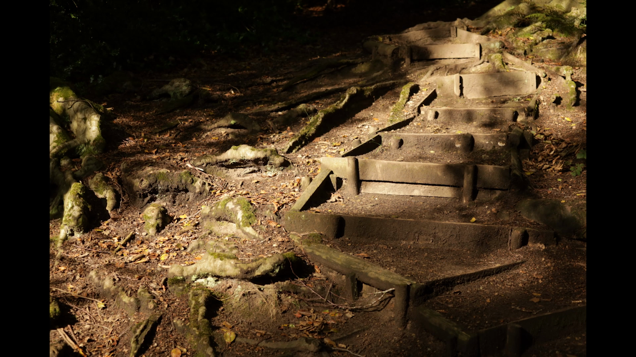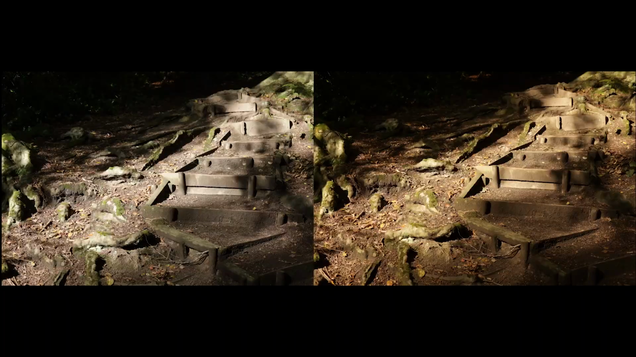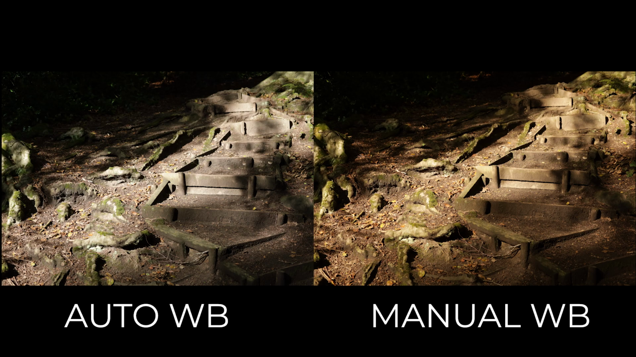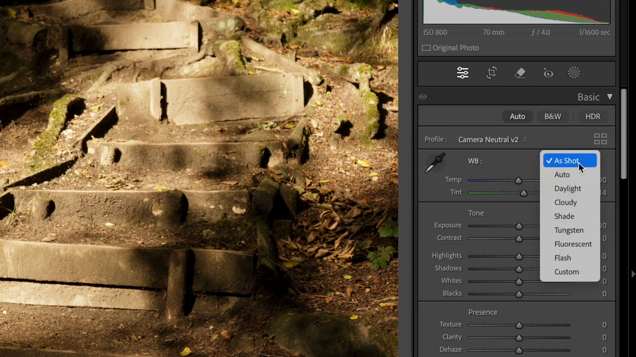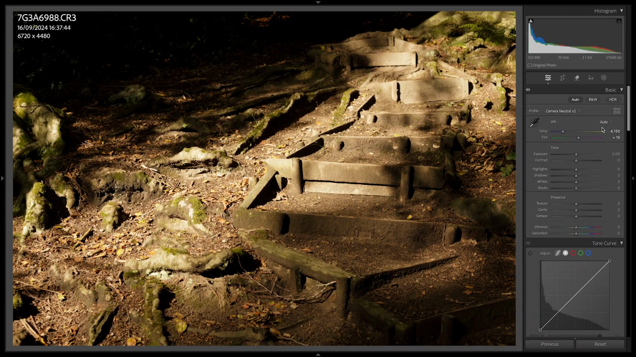Now, as you can see from these two images, especially here side by side, you'll notice a massive difference in the colour that we're looking at. Auto white balance invariably gets stuff so off. So when we talk about auto white balance being a good starting point, that is generally not going to be the case.